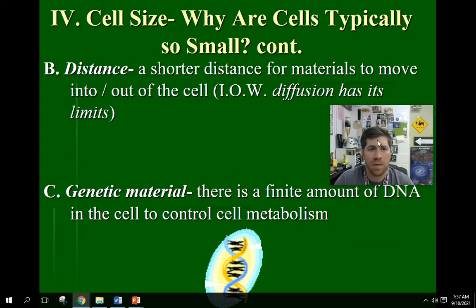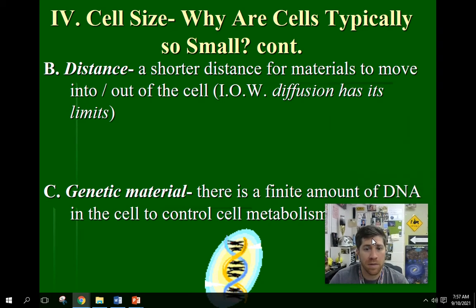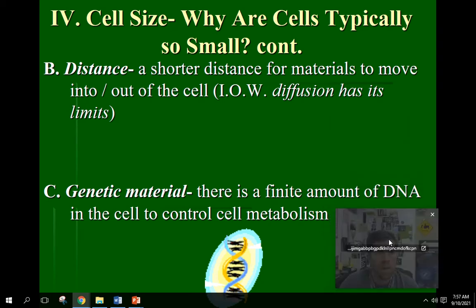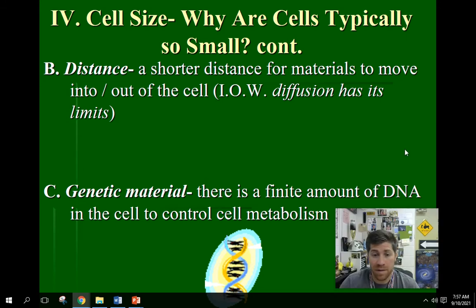A couple other things here on why cell size is typically small. One is, as we said, a distance problem. It's easier for us to carry out things like diffusion and active transport if we have a smaller distance. And then also, there's only a certain amount of information that we can contain in one cell. And so if our cell gets too big, then we can't carry out proper metabolic processes, and we would have to divide. Otherwise, we would risk our cell not getting all the nutrients it needs in all the different parts of the cell.